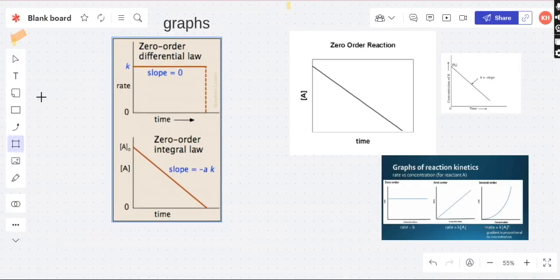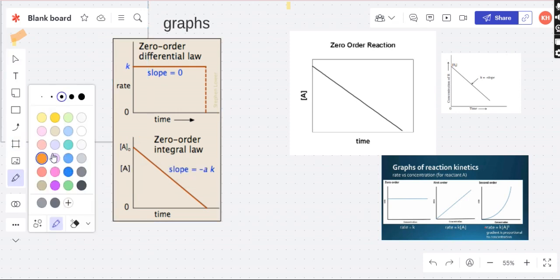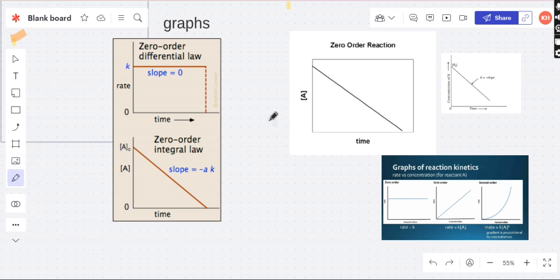So let's discuss the graphs of zero order reaction. The first graph of zero order reaction is this. Let's discuss it. I'm writing the equation here, according to which we will be solving the graph, right?